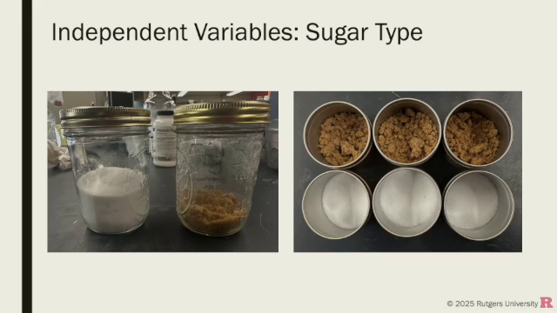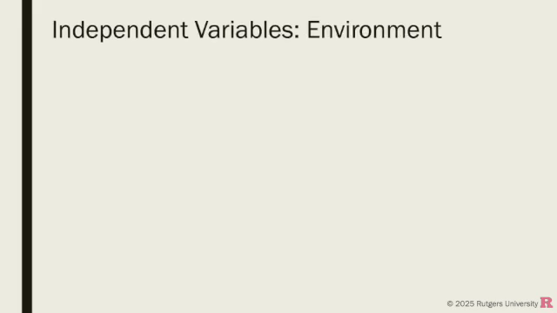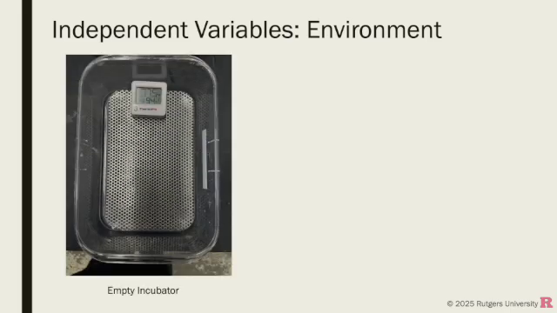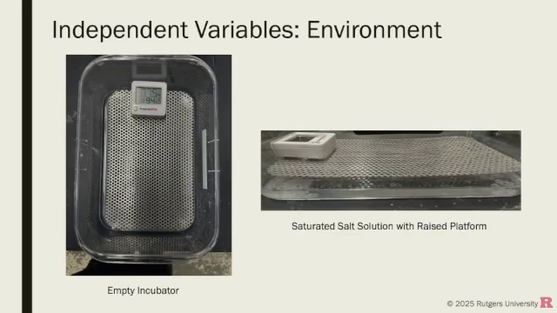Caking in white sugar was indicated by the formation of flakes, approximately 25 millimeters, which moved as a whole piece during texture testing. Caking in brown sugar was characterized by the sugar forming a large clump that moved as a single mass when shaken. For the environmental variable, we created 3 distinct atmospheric conditions.